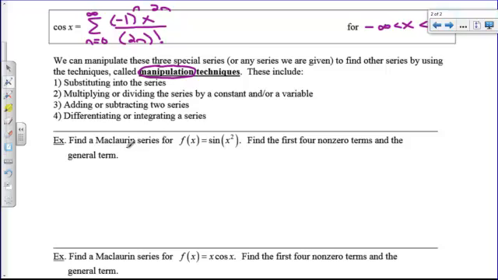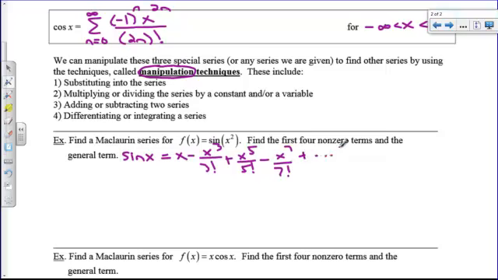We want to develop a Maclaurin series for f of x equals sine of x squared. Find the first 4 non-zero terms and the general term. Well, I know from memory, and hopefully you will soon, that sine of x is x minus x cubed over 3 factorial plus x to the 5th over 5 factorial minus x to the 7th over 7 factorial. There's the first 4 non-zero terms for sine.